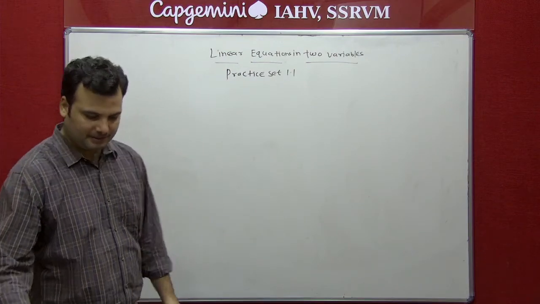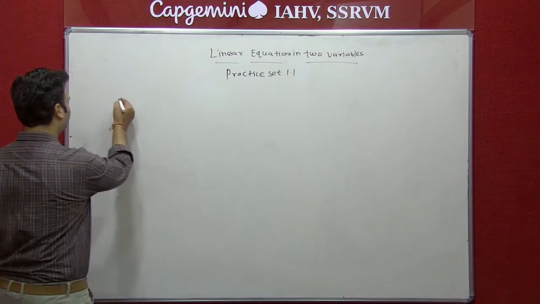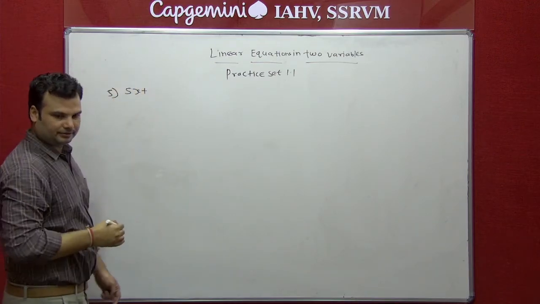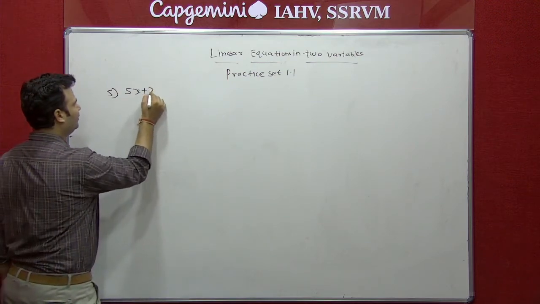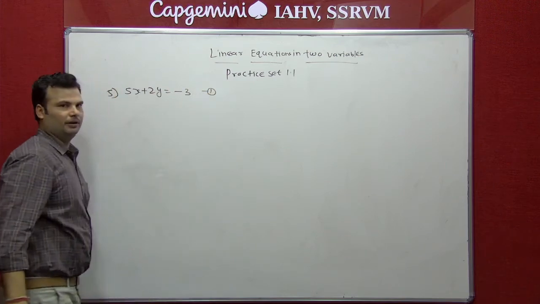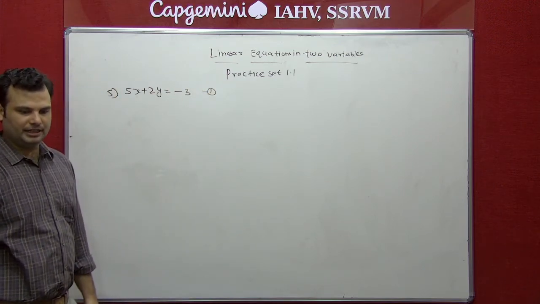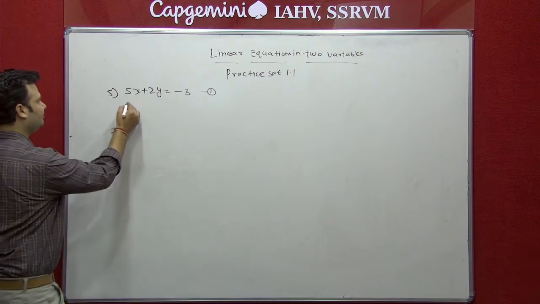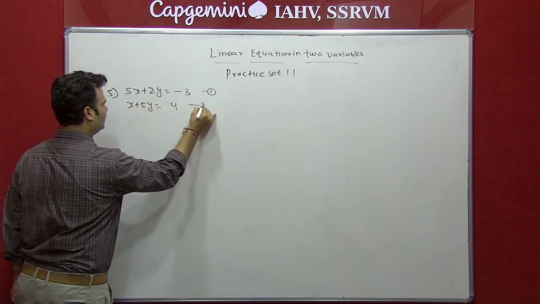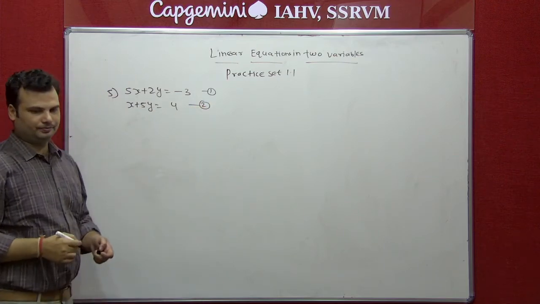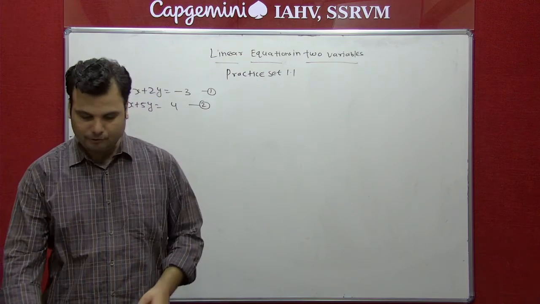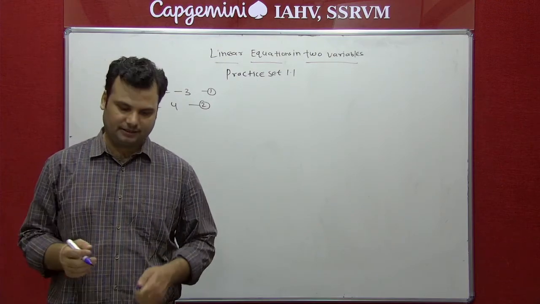So sum number 5 is given. 5x plus 2y equal to minus 3. This is equation 1. And equation 2 is given: x plus 5y equal to 4. This is equation number 2. So equation 1 and equation 2 are given. Now we have to solve this sum by simultaneous equations.